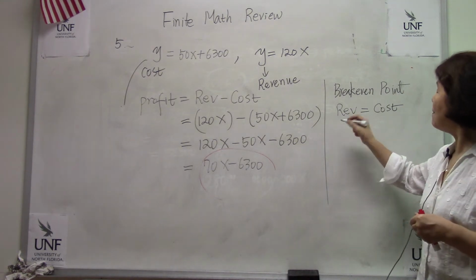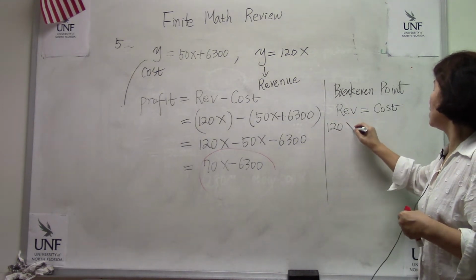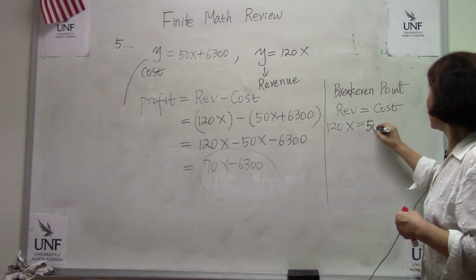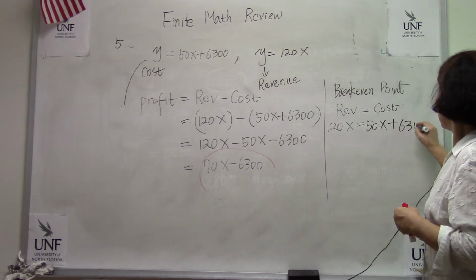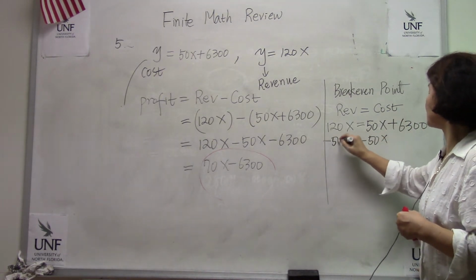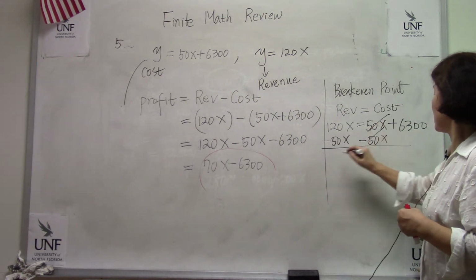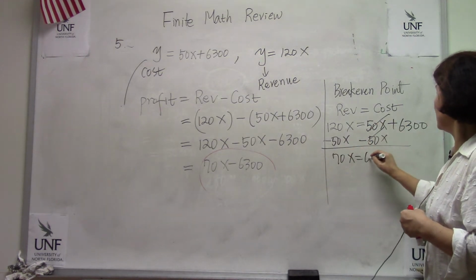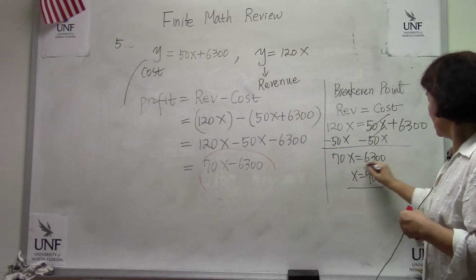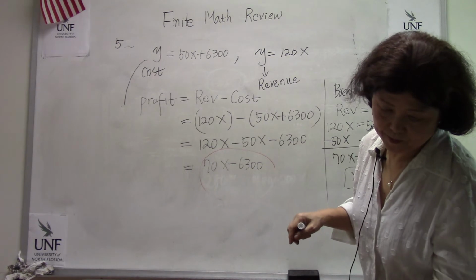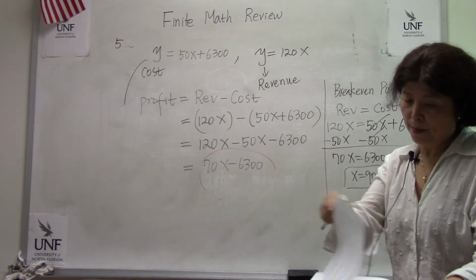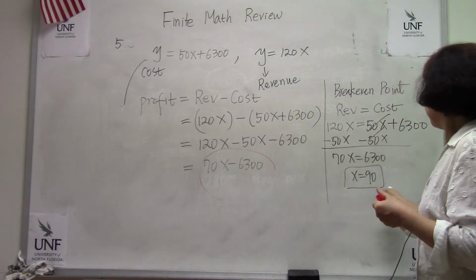Okay? So the revenue is 120 times x. Cost is 50x plus 6,300. So subtract 50x, 70x equals 6,300. So x equals 90. Okay? X equals 90. That is the break-even point.